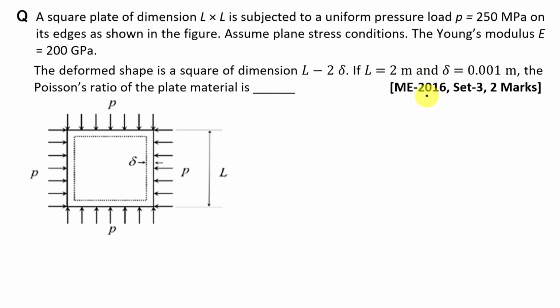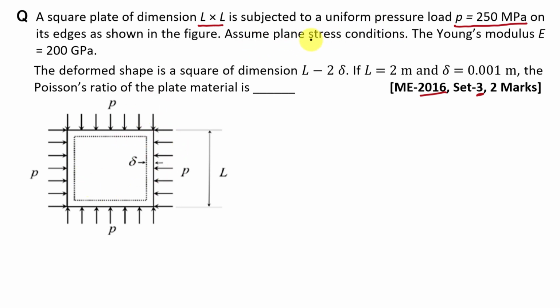Next question is from year 2016 paper set 3. A square plate of dimension L cross L is subjected to a uniform pressure load P is equal to 250 megapascal and it is acting on its edges as shown in the figure. Here you can see this square plate and this pressure is acting on the 4 sides of this plate.